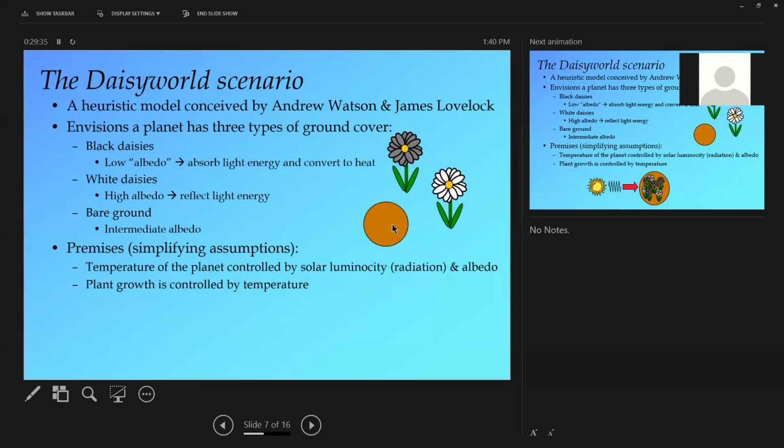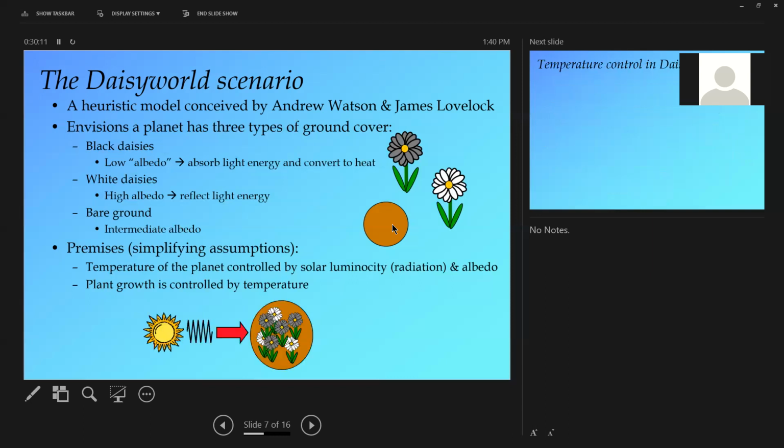Now, another key principle here, which is again perfectly legitimate. In this particular system, we're assuming that plant growth is controlled by temperature. So we're actually ignoring the effect of light on the plant growth. We're saying that the plants have an optimum temperature at which they grow, and if the ground is too hot, they're not going to do well, and if it's too cold, they're not going to do well. They've got an optimum temperature at which they grow.